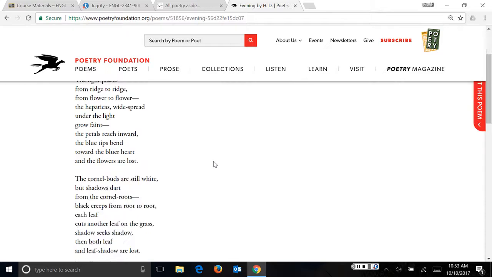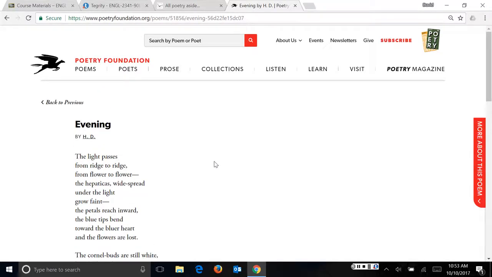Okay, so I'm going to read you this really short poem called Evening by H.D. And I want you to pay careful attention to what she's doing with the imagery here.